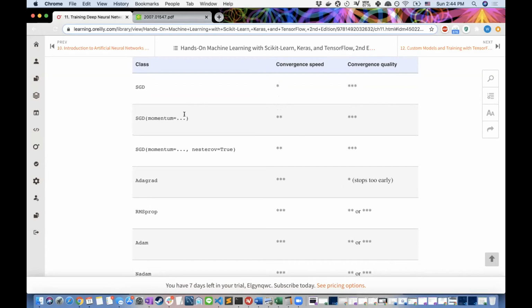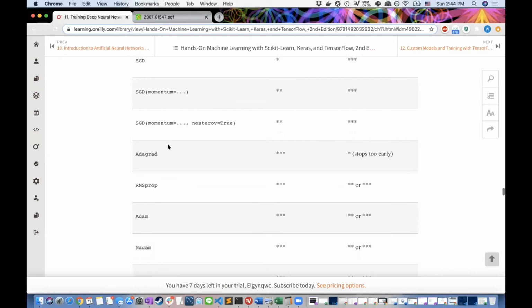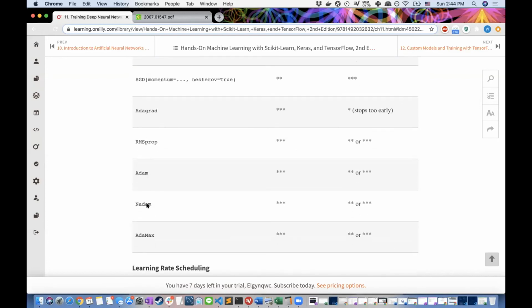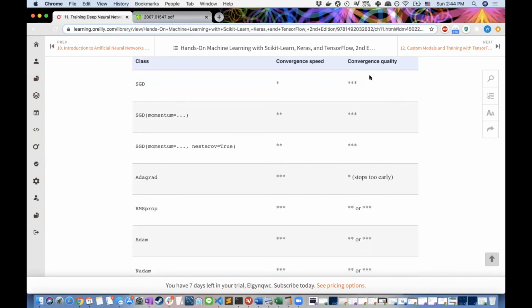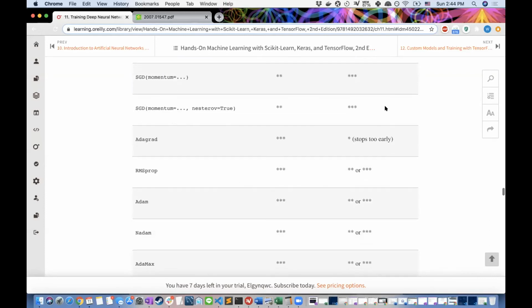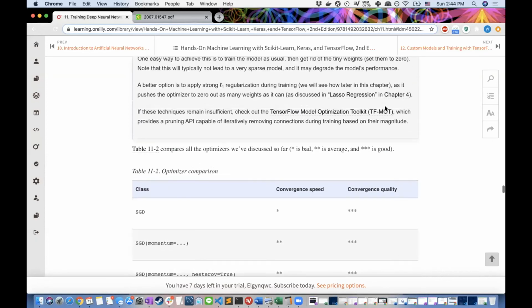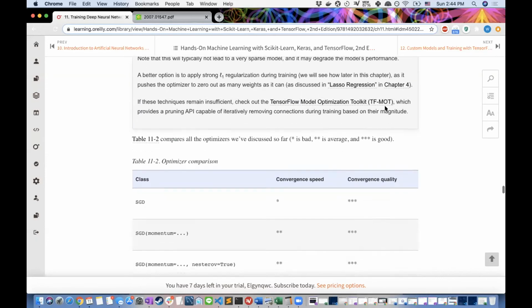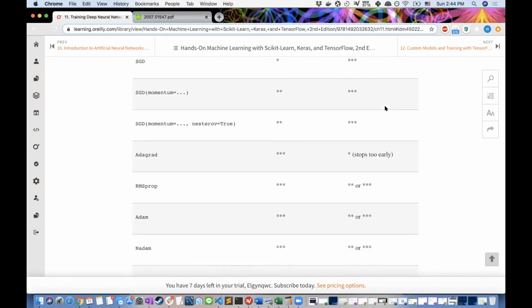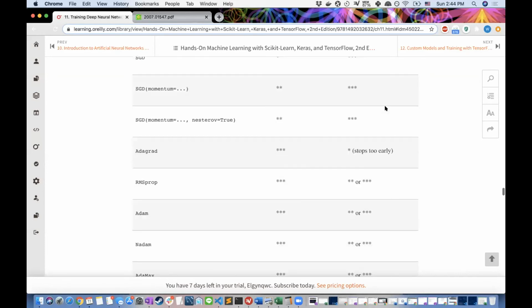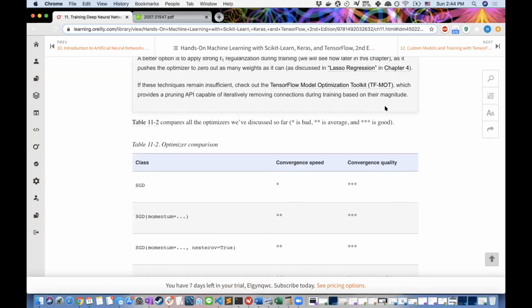SGD, momentum, Adagrad, RMSProp, Adam, Nadam, and Adamax. Their convergence speed and convergence quality. So I believe the convergence quality is how fast, sorry, how, like perhaps it's the direction.